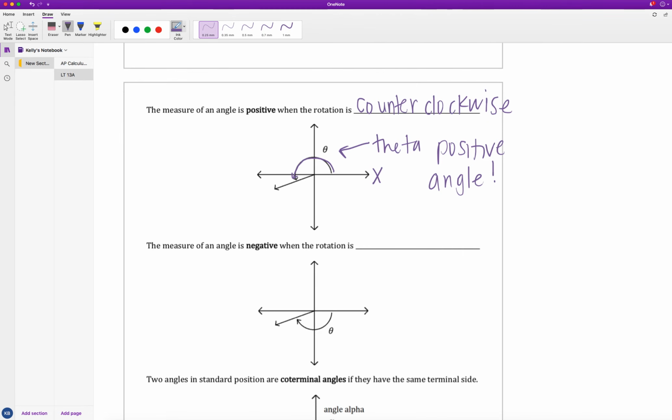Now the measure of an angle is negative if the rotation is going to be clockwise. So I can rotate clockwise, that's okay. Again, I have to start at the positive x-axis, so my angle is starting here and is rotating down and over. And in this case, our angle, which I'm still calling theta, is going to be a negative value since I'm rotating clockwise in this case.